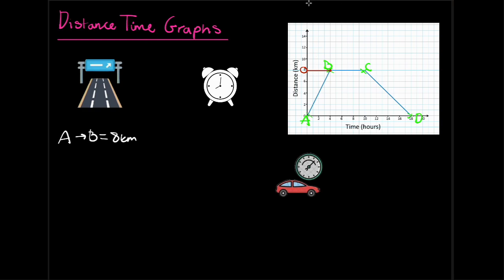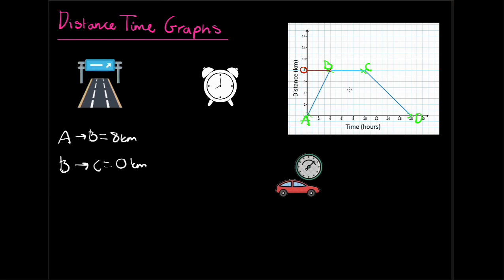And now we can do B to C. So B to C, we start on 8 and we do not move anywhere. So in our working, B to C equals 0 kilometers, because it's a straight line, static.